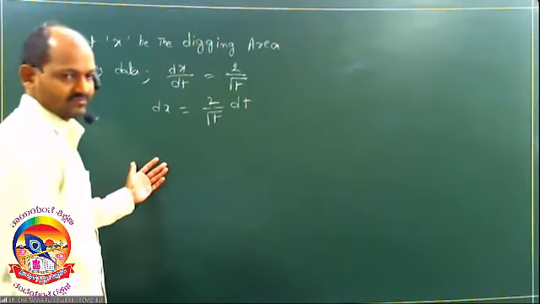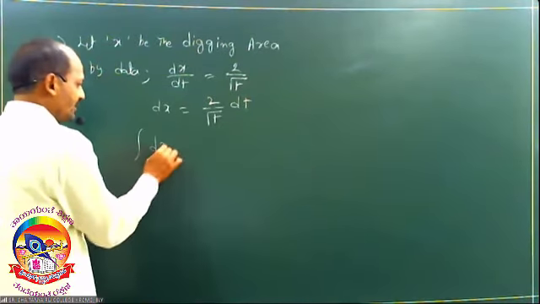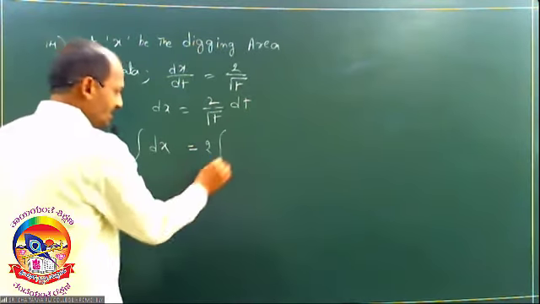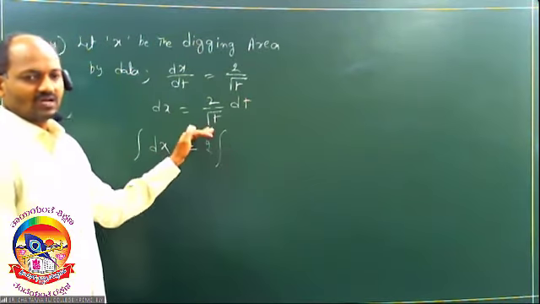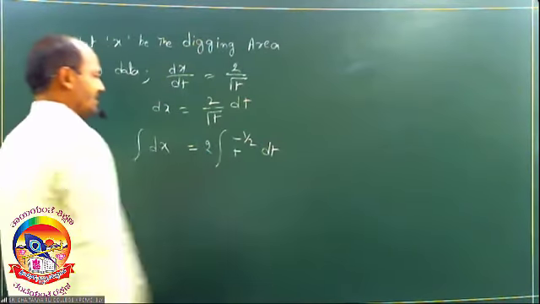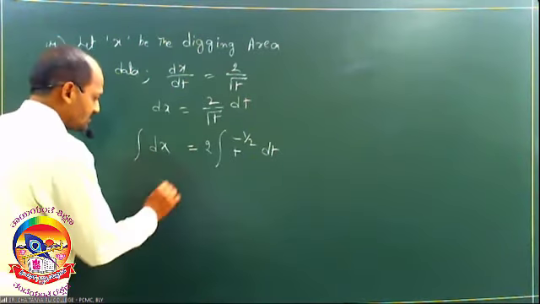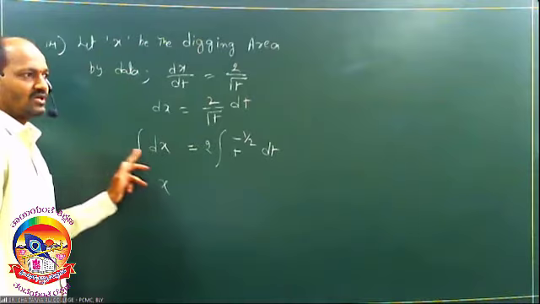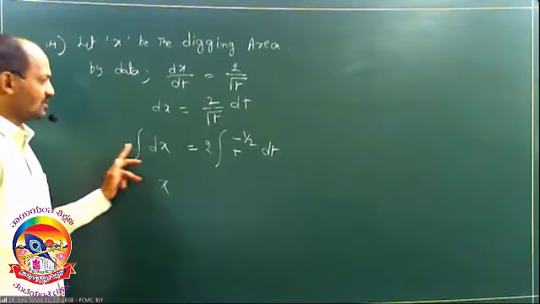Then apply integration. The integral of dx is equal to 2, which is a constant, times the integral of 1 by root t. Root t means t power 1 by 2, so converting to the numerator, it is t power minus 1 by 2 dt. The integral of dx is equal to x. Integration and differentiation are reverse processes.